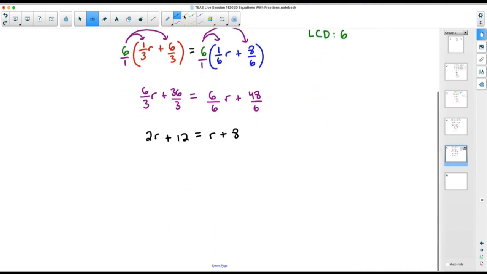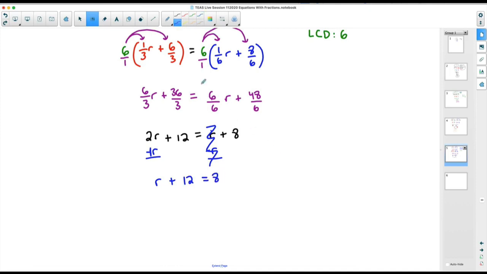Last but not least, let's move the r's over. I'm going to move that r over here. r minus r, see you later. 2r minus 1r, well, 2 minus 1 gives us 1r, but I tell you what, let's leave it like that. Plus 12, this is equal to 8. And then finally, we have one more step to get the r by itself. Let's subtract that 12. This will give us r completely by itself, and we get r equals -4.